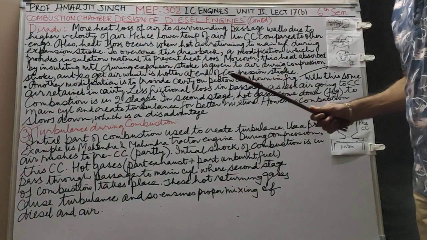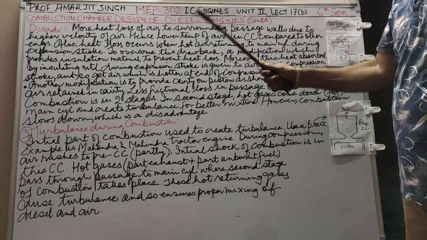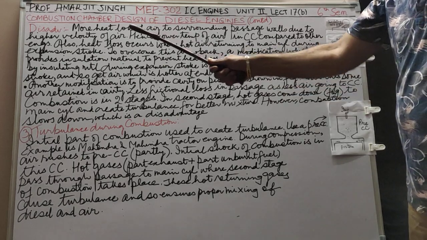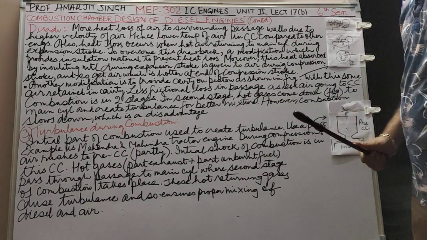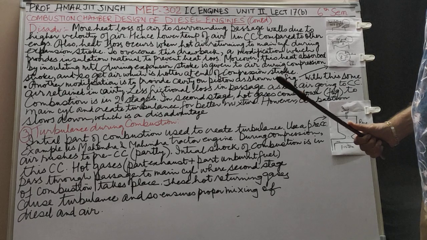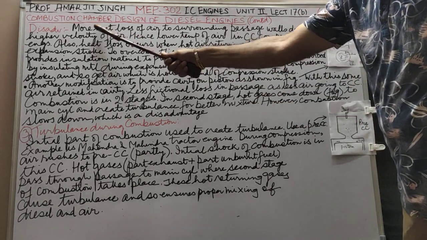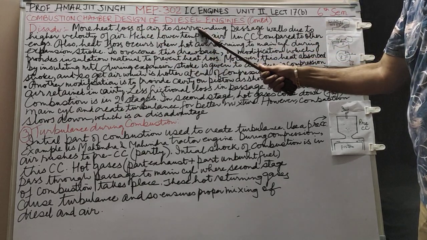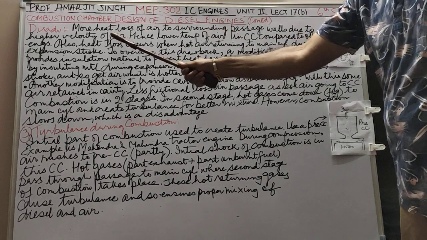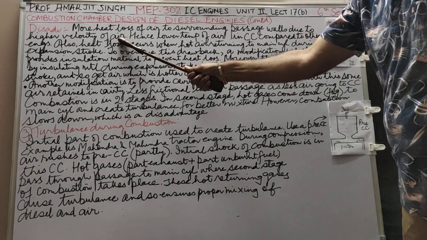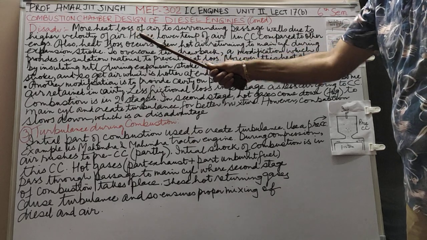Having seen the advantages during the compression stroke combustion, let us look at the disadvantages of the Comet design, in which there was a combustion chamber on top. More heat loss of air to the surrounding passage walls due to higher velocity of air. With higher velocity of air, the heat loss is to the passage walls.